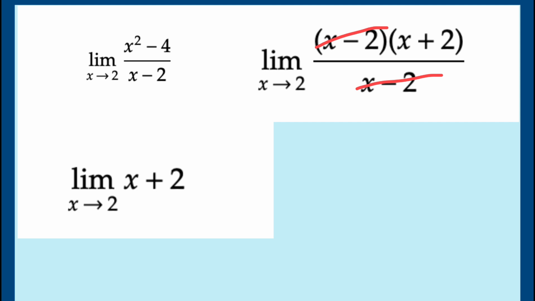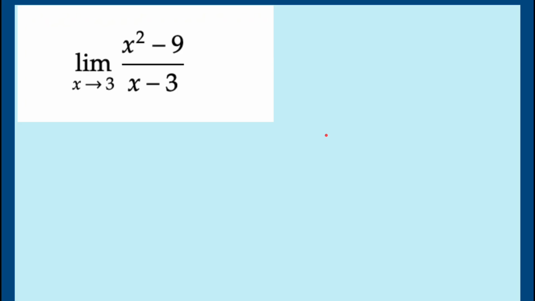Well, now I can drop the limit statement and use direct substitution, plugging in 2 for x. So I get that 2 plus 2 is equal to 4. So this means that the limit as x approaches 2 of (x squared minus 4) divided by (x minus 2) is equal to 4. So let's take a look at another example.